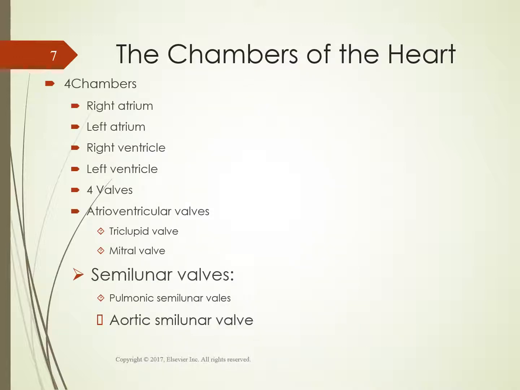When we're talking about the chambers of the heart, there's four chambers. There's the right atrium, left atrium, right ventricle, left ventricle. We have four valves. The atrioventricular valves are the tricuspid valve and the mitral valve. Our semilunar valves are the pulmonic semilunar valve and the aortic semilunar valve.